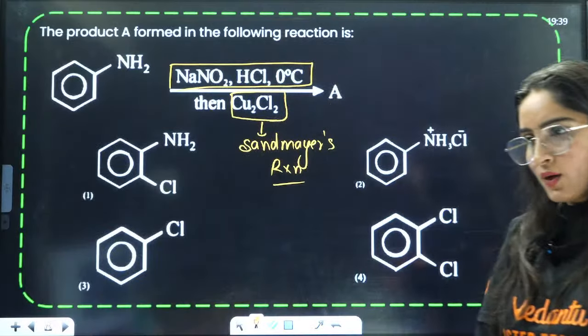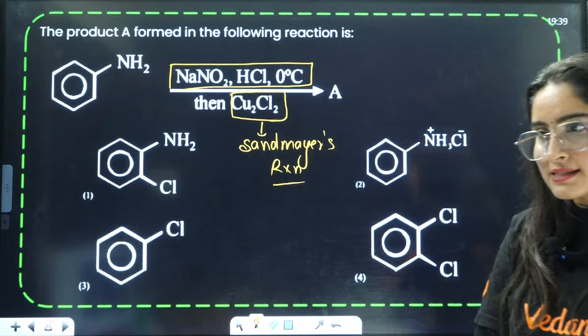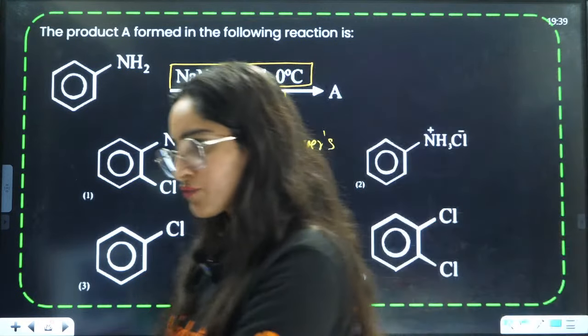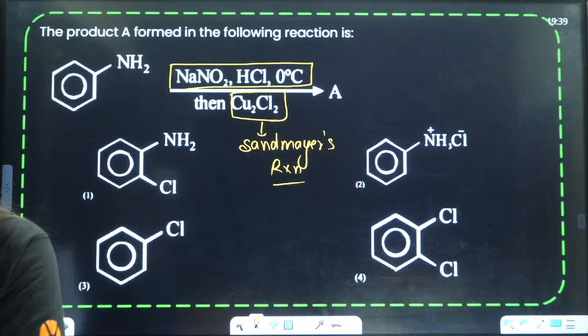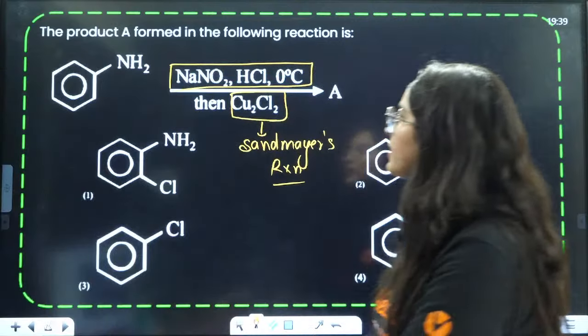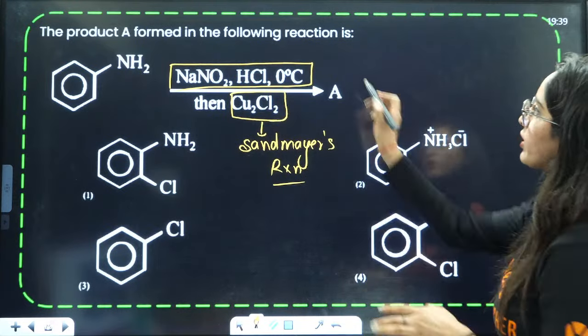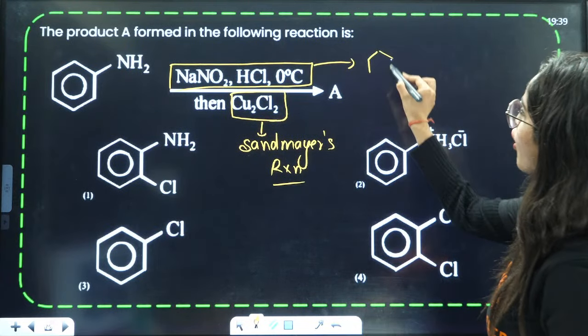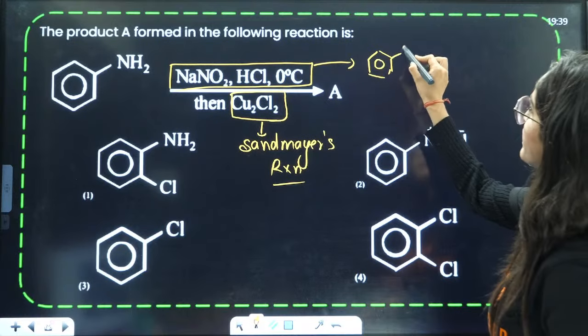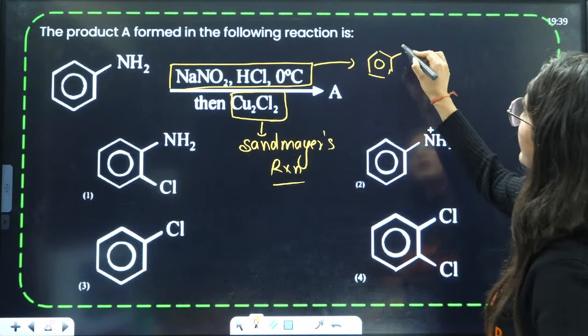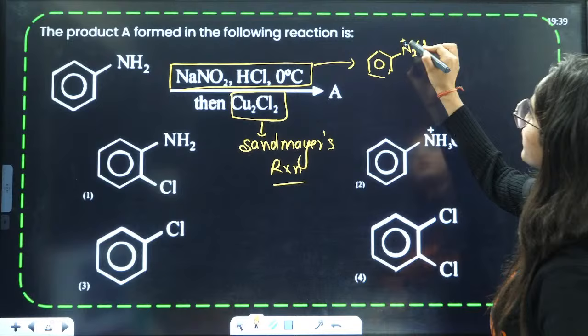Right? Okay. One student is saying C. Very good, Saransh. Very good. So what will happen here? Because of this, what will be formed? You will have the formation where this NH2 will be replaced by N2Cl, that is benzene diazonium chloride.